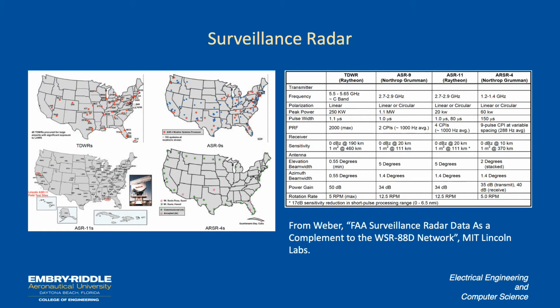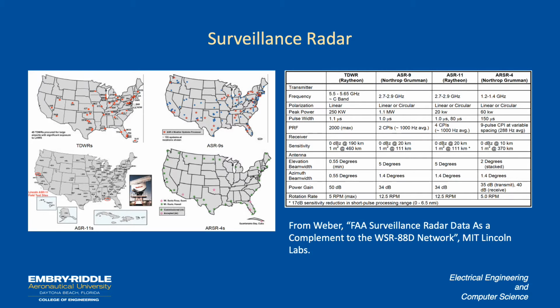So primary surveillance radars are situated throughout the U.S. The upper left panel here are weather radars at air traffic control sites. But the ASR-9 and ASR-11s, these are primary surveillance radars. The ASR-9s are the older version. The ASR-11s are newer ones. So that's aircraft surveillance radar.